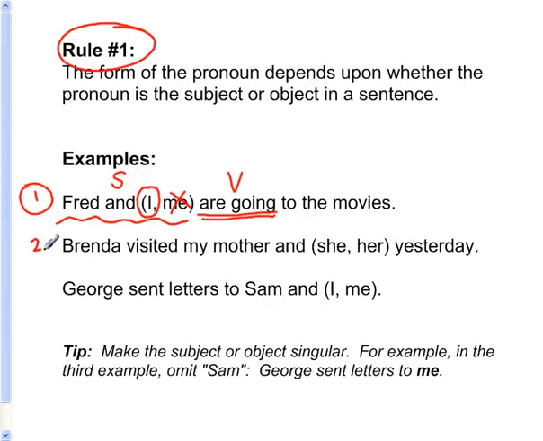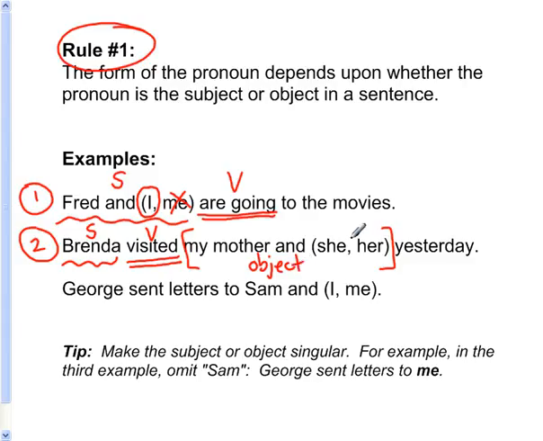Let's look at the second example. Brenda visited my mother and she, or Brenda visited my mother and her yesterday. Again, let's find the subject and verb of the sentence. Visited is the verb, and the subject is Brenda. My mother and she, or my mother and her, these are the objects in this sentence. They answer the question, whom or what after the verb. So, object.